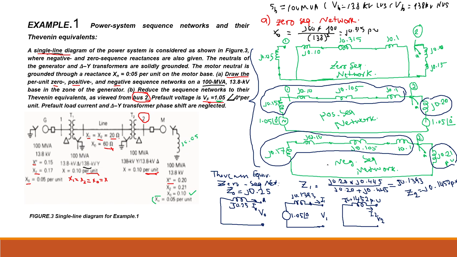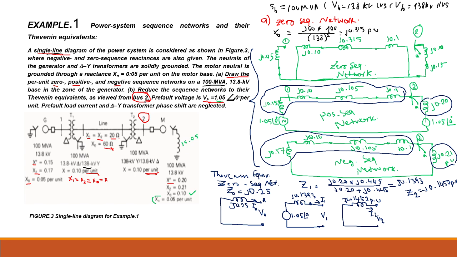These are, as we see, the general sequence networks of the system: the zero, the positive, and the negative sequence network for this system. And these are the Thevenin equivalent zero sequence network, positive sequence network, and negative sequence network for this system viewed from the point of fault, from bus bar number 2, where we assume that the fault takes place.